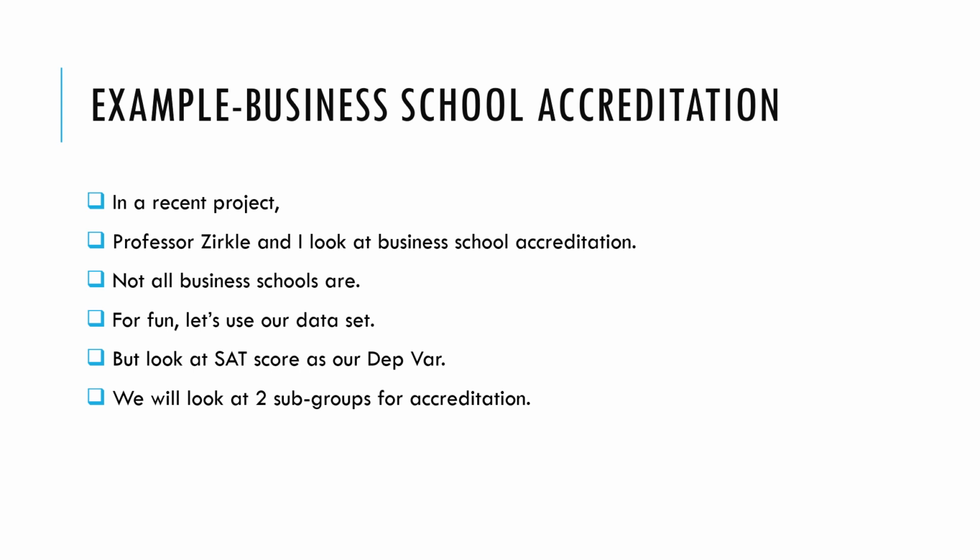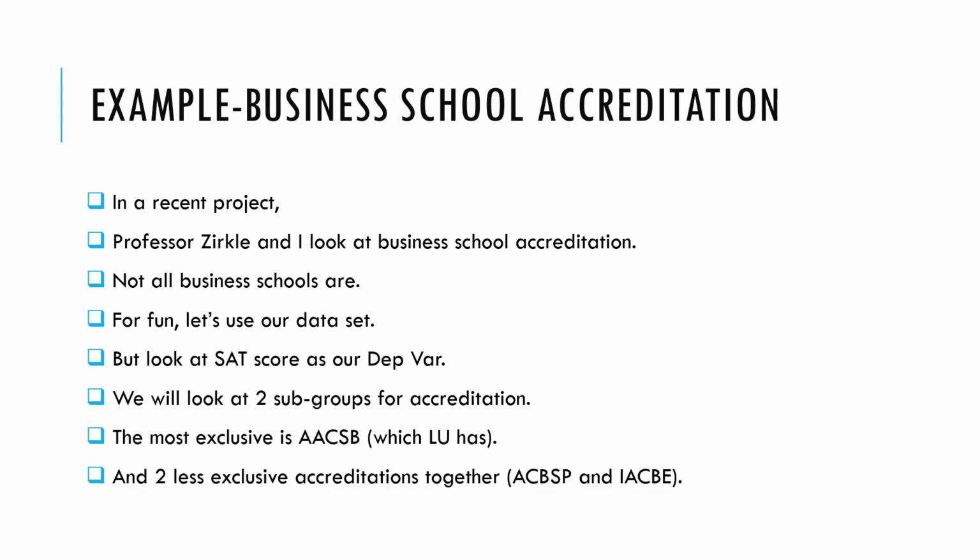This is not a very exciting example. I'm not even going to try to defend this model. It's just for illustration, but I have two subgroups. Now, the most exclusive type of accreditation is AACSB accreditation for business schools, and that's what Longwood has, might have factored into your decision to be in our MBA program. And then there's two less exclusive accreditations that I'm just going to flop together, ACBSP and IACBE. So that's going to be my other accreditation category.